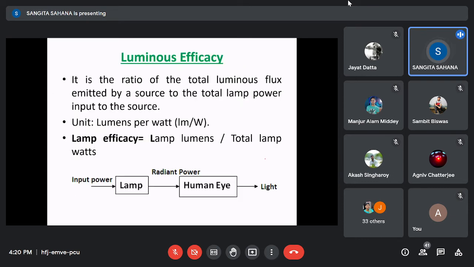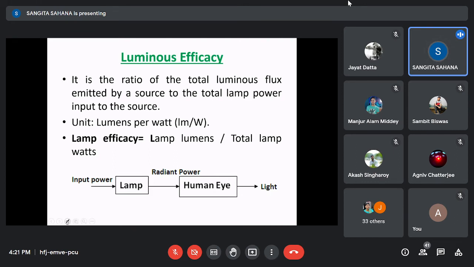Now the luminous efficacy. So you know about efficiency. How do you define the efficiency of any system? As output by input, right? So luminous efficacy is also the efficiency of any light source. We call it efficacy. So luminous efficacy means how much light we are getting from the light relative to the total power that we are giving to that source.